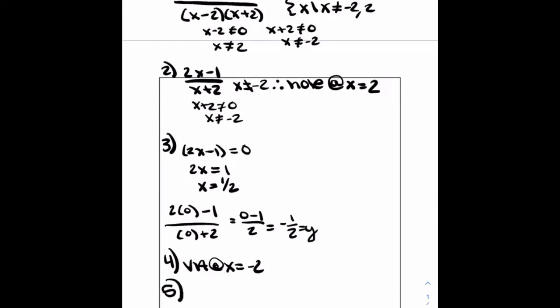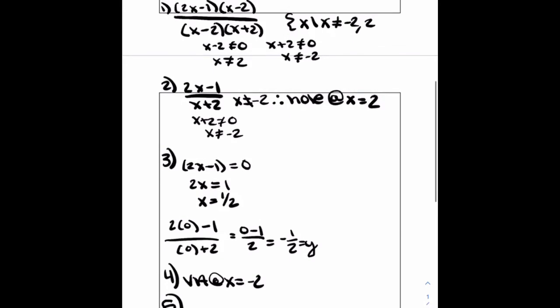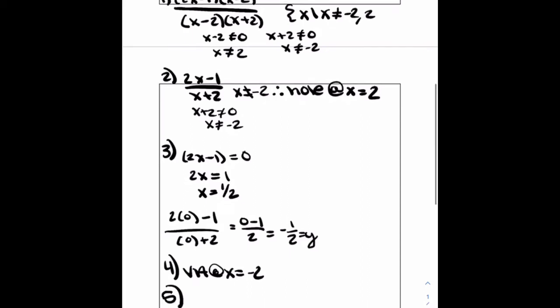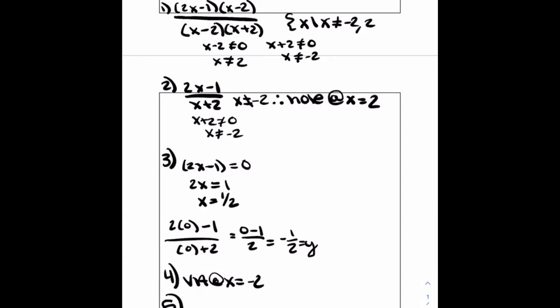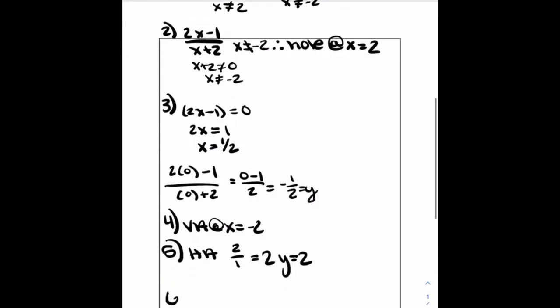Number 5, we are finding if there's an oblique or horizontal asymptote. We look at the function in the beginning, and the degree in the numerator is 2. The degree in the denominator is also 2. So if we look back on our rules, that's going to be a horizontal asymptote, and you find it by dividing the coefficients. We do 2 divided by 1, which equals 2. So at y equals 2, we have a horizontal asymptote.